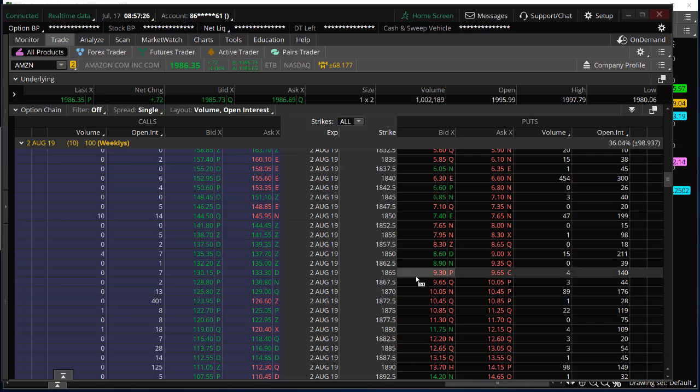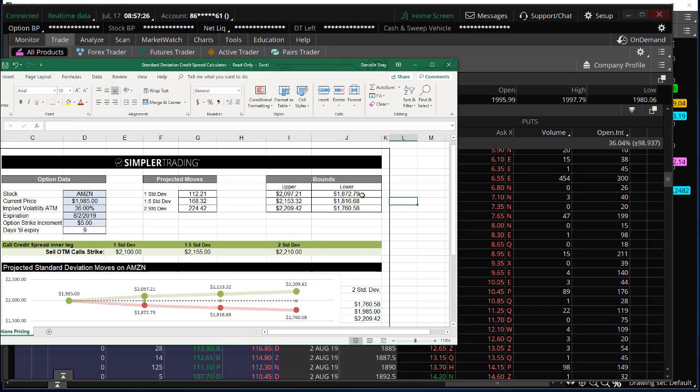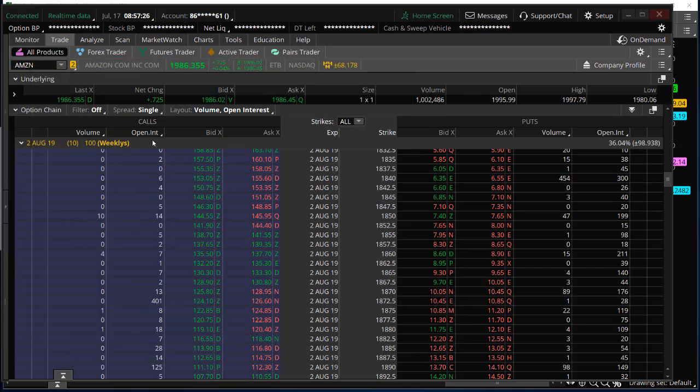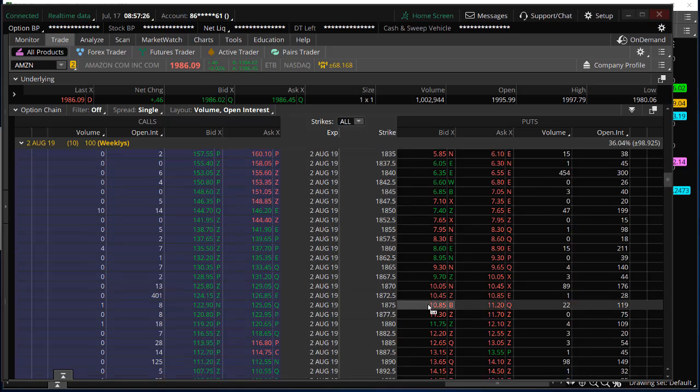So for example, if I do it at 1872, you notice the number here is 1872.79. Well, we don't have that exact number, right? But that's fine. You can just go kind of around that area. It's just kind of a gauge.